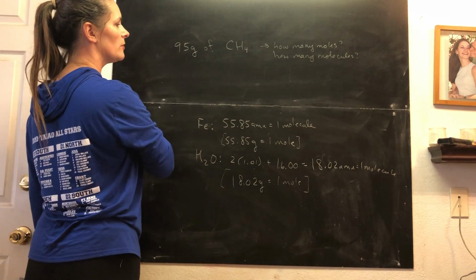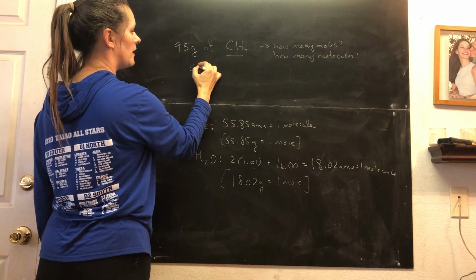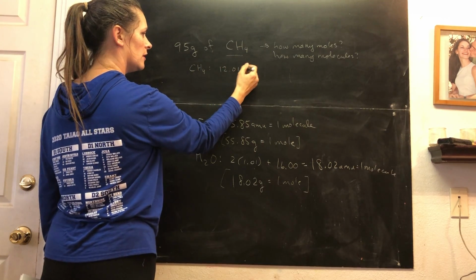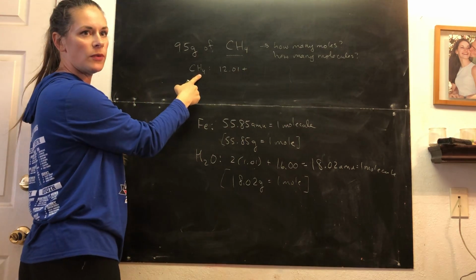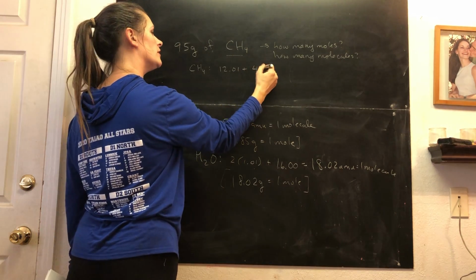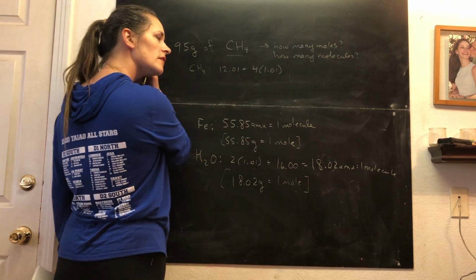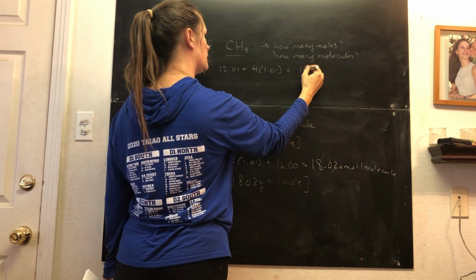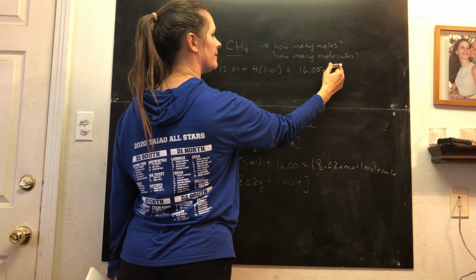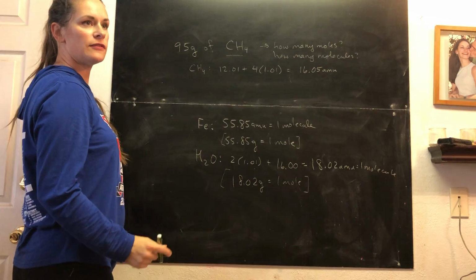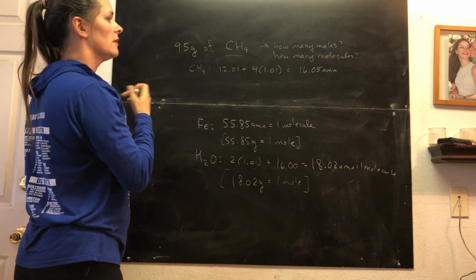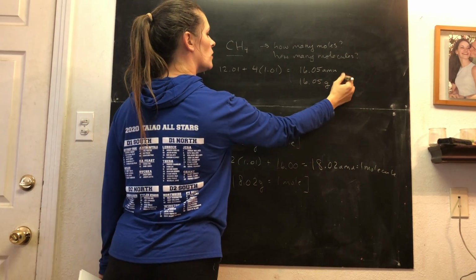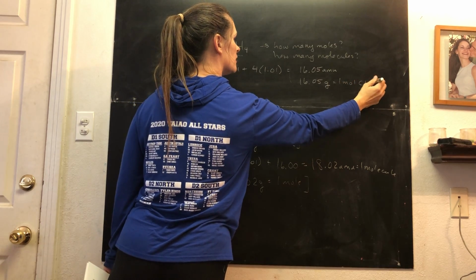So 95 grams. Well, first we need to say, what's the molar mass of methane? Well, carbon is 12.01, right? On the periodic table. Hydrogen is 1.01, and we've got 4 of them. So we'll do 4 times 1.01. So that's 4.04 plus 12.01, so that's 16.05. Is that right? It's the molar mass of methane. So we know that 16.05 grams is 1 mole of methane.